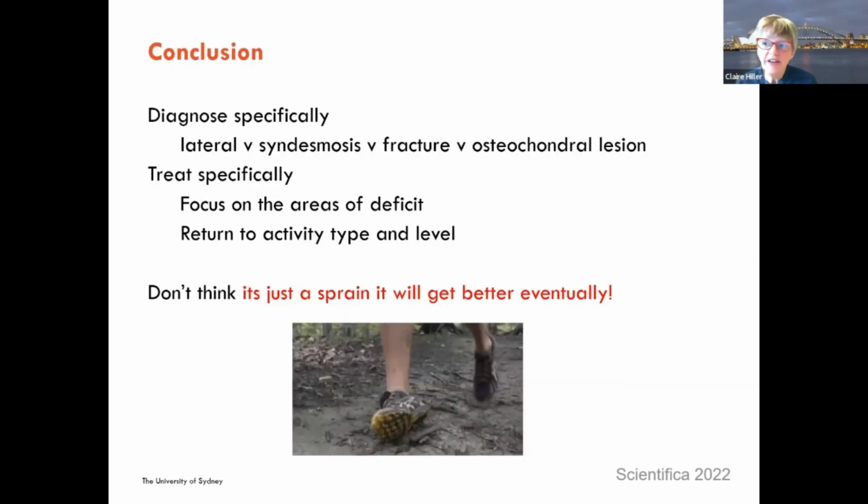So diagnose specifically, be sure you know what the problem is. Treat specifically, as in look at all the things that could be affected in people with chronic ankle instability and only rehabilitate the ones that your patient actually has the deficit in, making sure you're returning them to the activity and level that they want to. Never think in the clinic that it's just a sprain and it will get better eventually, because it doesn't always happen.